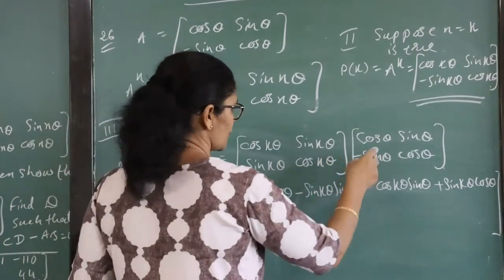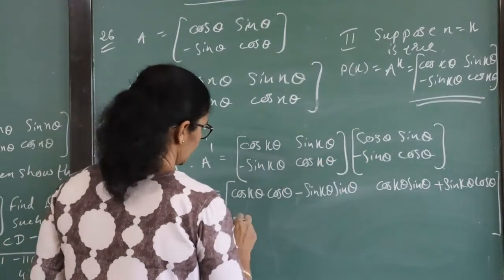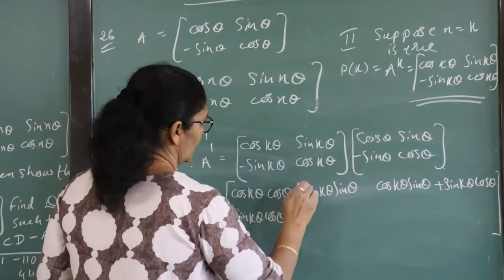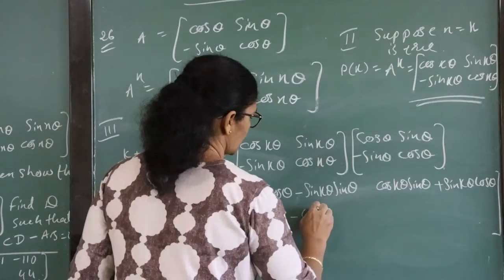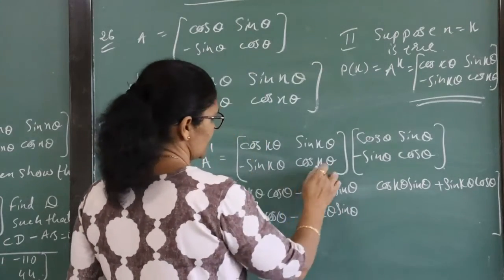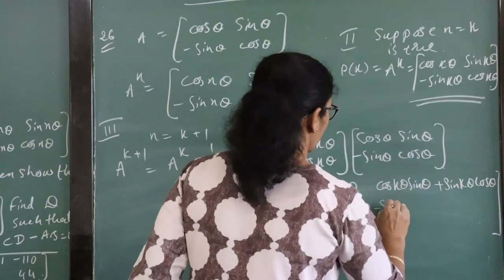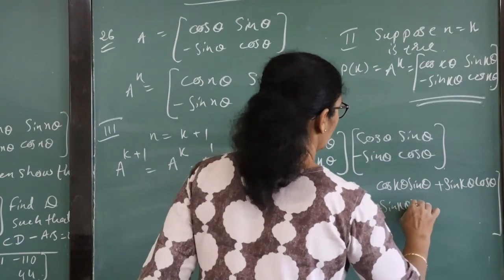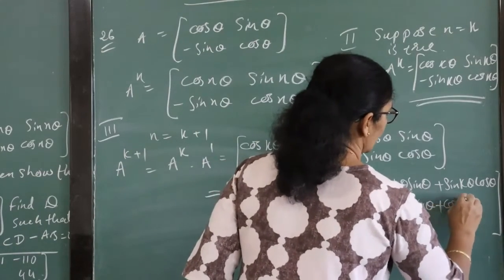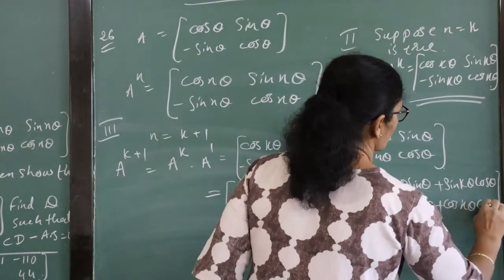Now second row, first column: minus sin k theta with cos theta, minus cos k theta, sin theta. In a similar way, second row, second column: minus sin k theta into sin theta plus cos k theta into cos theta.